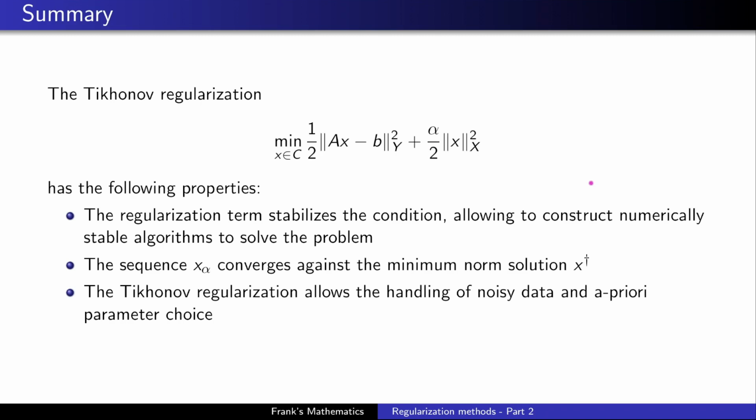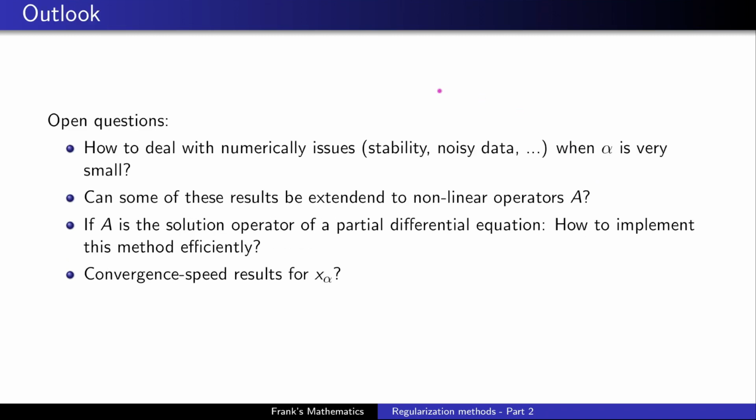Of course, there are still some open problems, and I want to finish this video with some open questions. I've already pointed this out a little bit. How do we deal with issues like stability or numerical issues if the regularization parameter alpha is very small? Well, maybe you have to construct some suitable algorithms, something like iterated Tikhonov. Maybe this is part of the next video, we'll see.